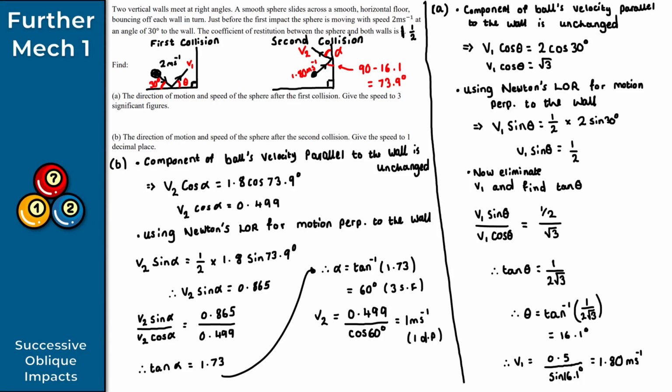So apologies, I had an error in the question for the coefficient of restitution. That should just be 1/2. And I'm tired. This question took over 20 minutes. I've been recording quite a few videos on the bounce, but this is definitely the last one for today. So that brings us to the end of this video on successive oblique impacts.